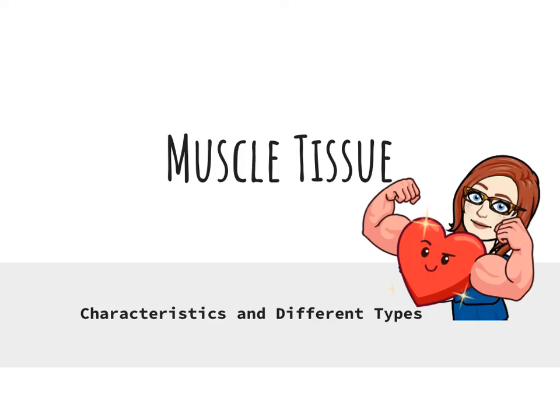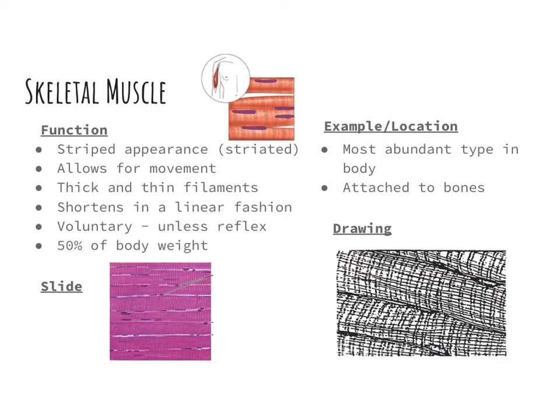Hello, everyone. This podcast is on the different types of muscle tissue within our body. This is a very brief overview of muscles, as we spend an entire unit on the muscle system later this semester. Okay, the first type of muscle that we are going to talk about is skeletal muscle.